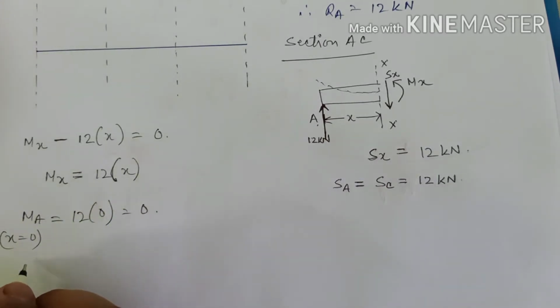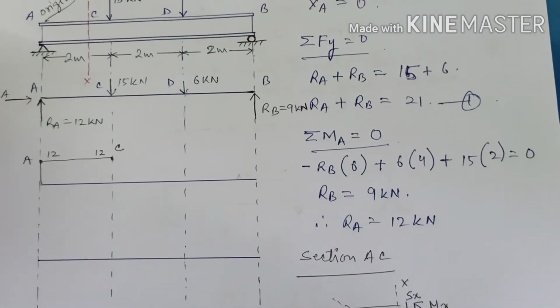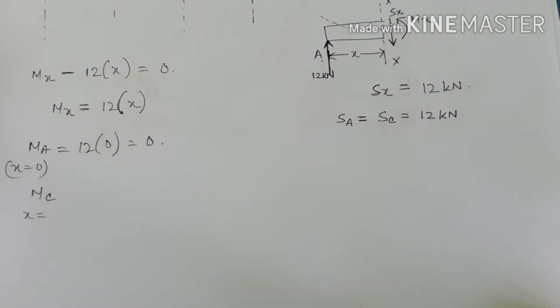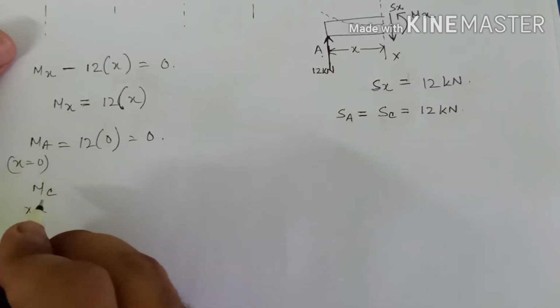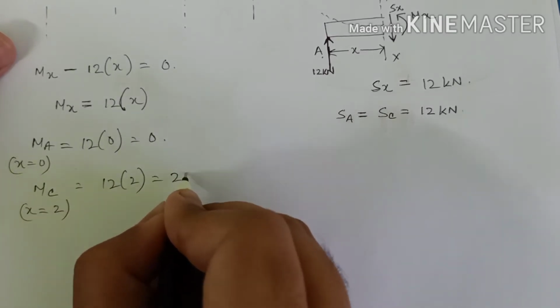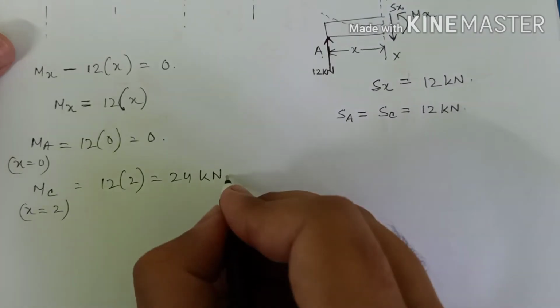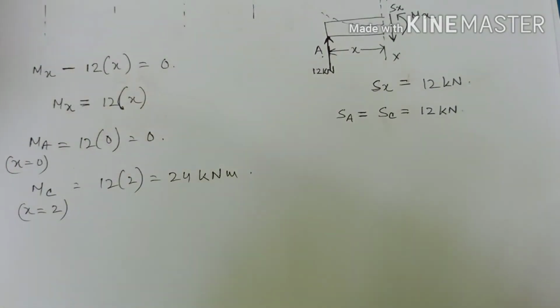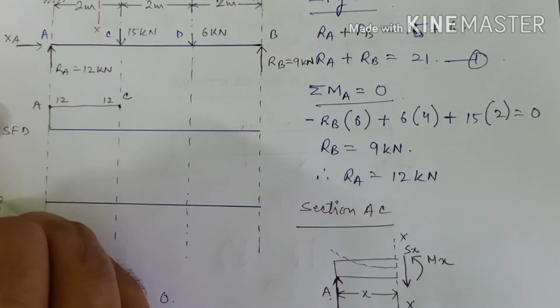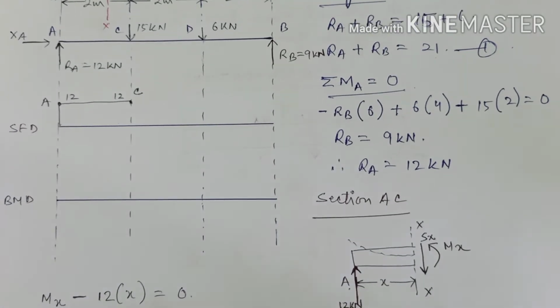And same, what will be the value of moment at C? At point C it is x equals 2 from the origin. So the value of moment at C will be 12 multiplied by 2 equals 24 kilonewton meters, right? So done. This was our SFD diagram and this is our BMD diagram. Just put the values here.